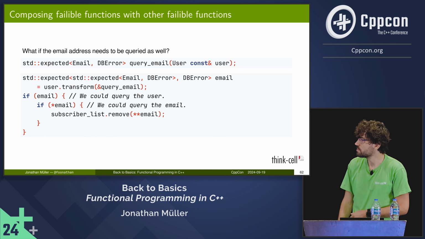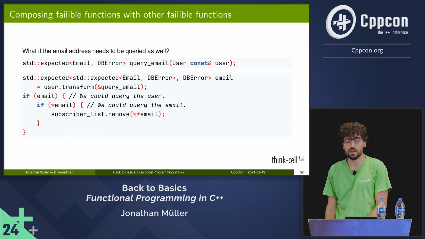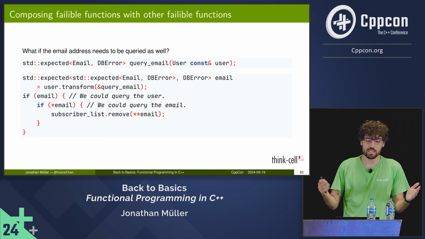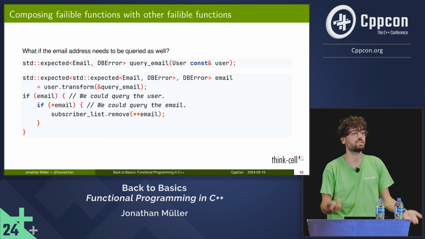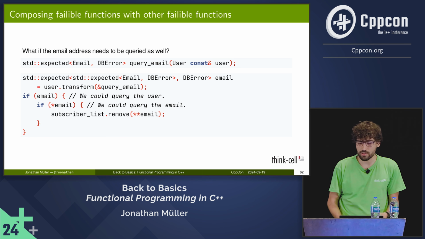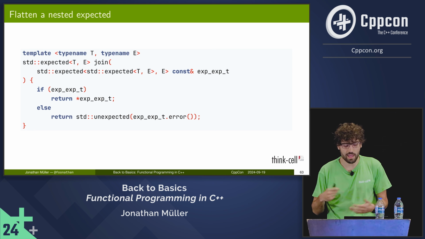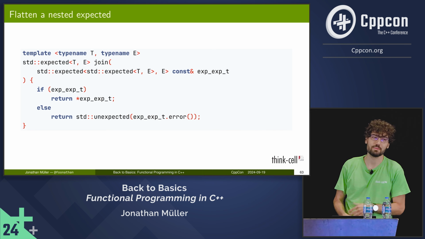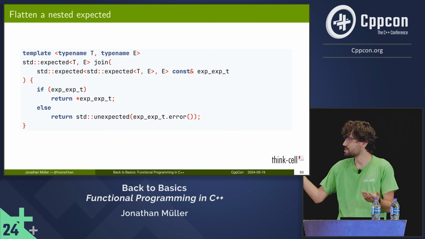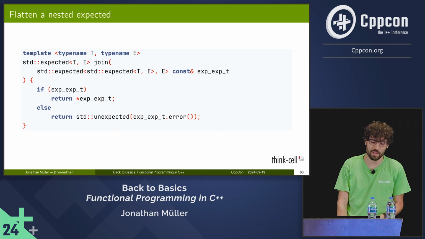Well, what if the query email needs another database access and that can also fail, right? And then we deal with expected again and require two if statements. And I guess you can see what's coming now, right? We've got and then for that. First we've got join, right? To flatten the thing. Just like before, turns an expected of an expected into an expected.